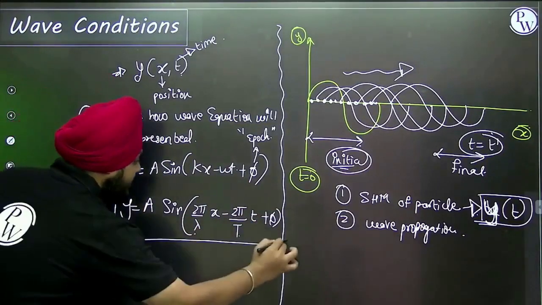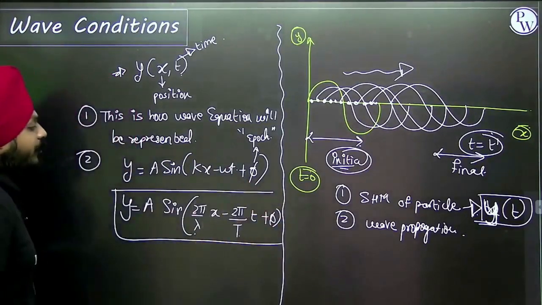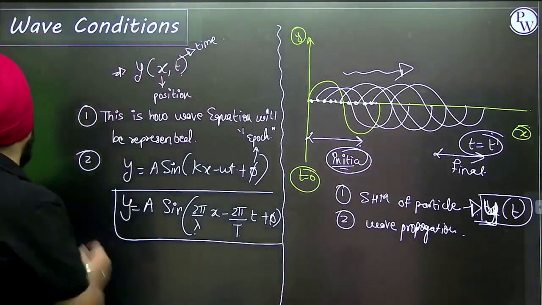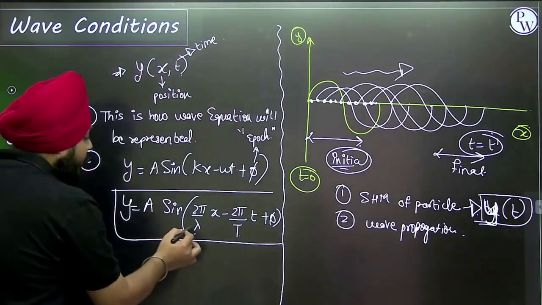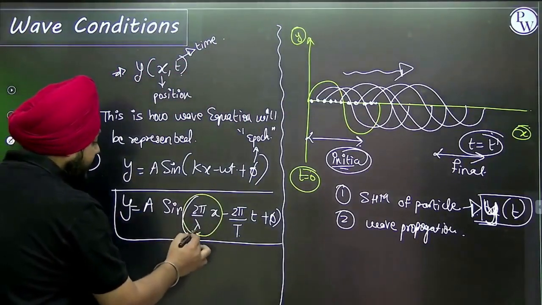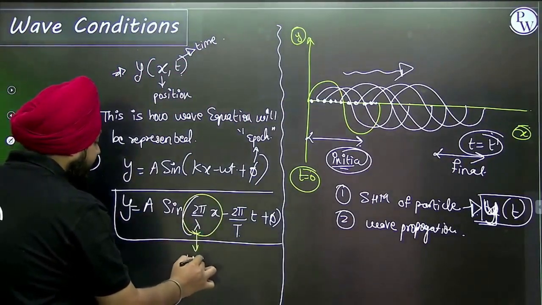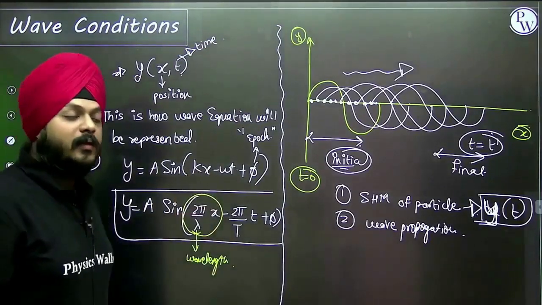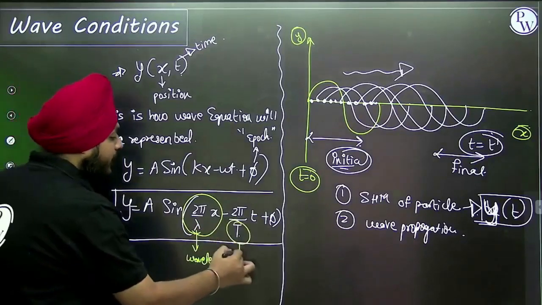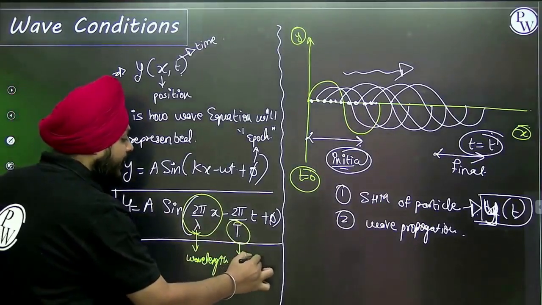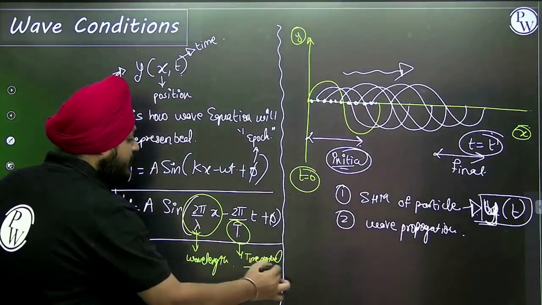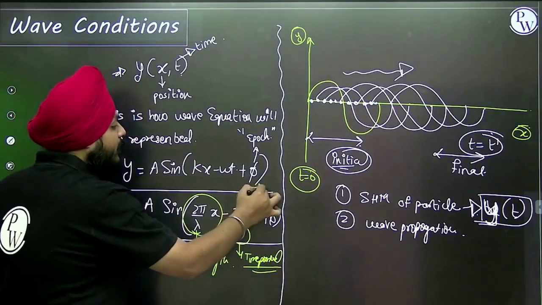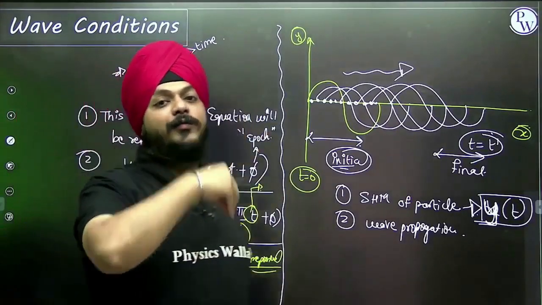Why is this equation taken for the representation of a wave? I'm going to explain that. 2 pi by lambda x, where lambda is the wavelength, which you are all aware of. Capital T is the time period of oscillation of a particle, but small t is the fractional part of the time period.